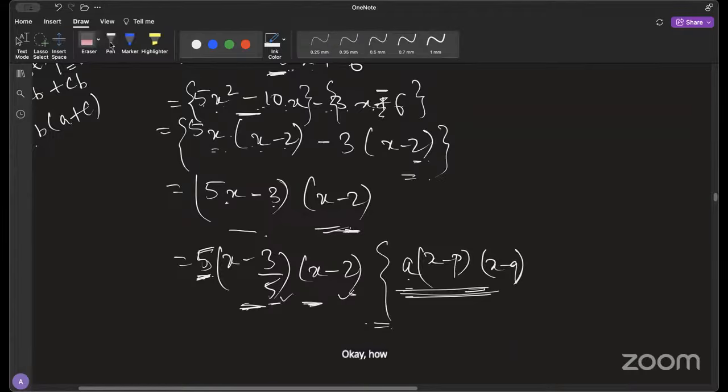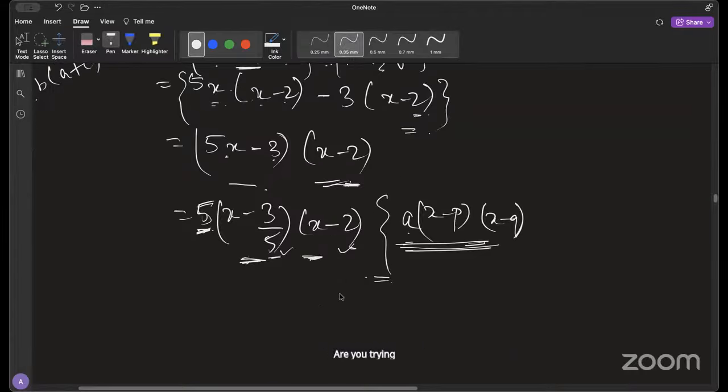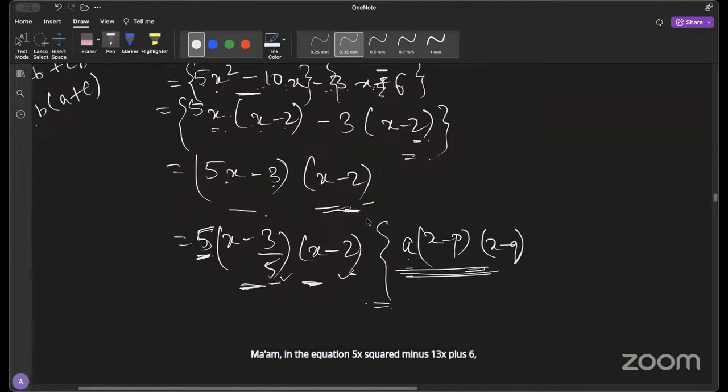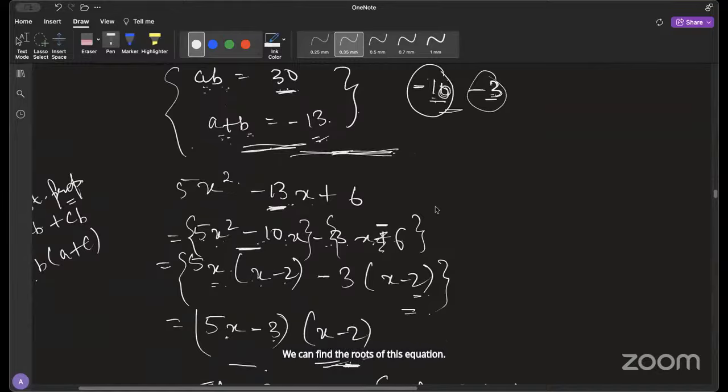Okay, how do you find the roots then? Are you trying something else to find the roots? No, ma'am. In the equation 5x square minus 13x plus 6, we can find the roots of this equation using this approach only. How, other than this approach, how do you find the roots? Ma'am, the same approach we've discussed till this part. For finding A, I am saying.